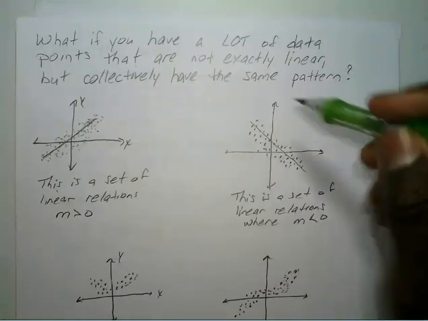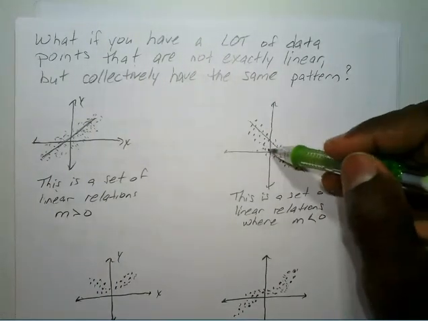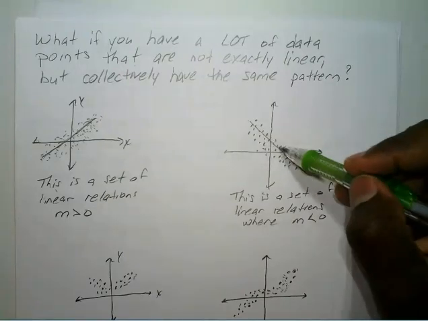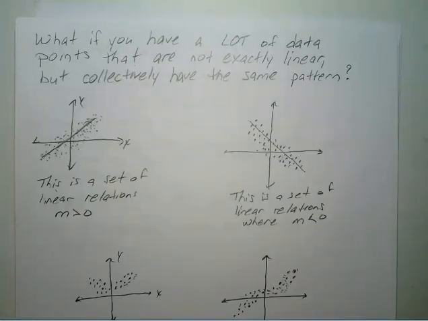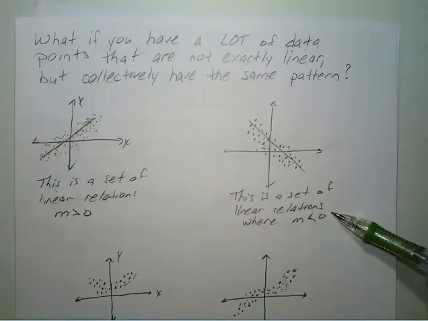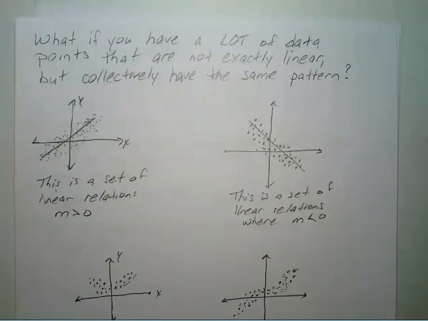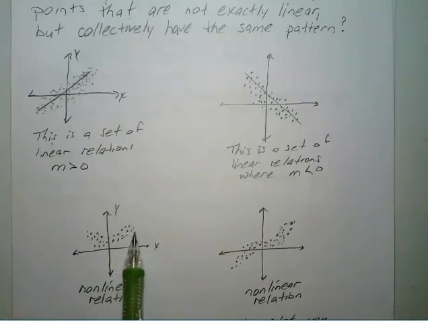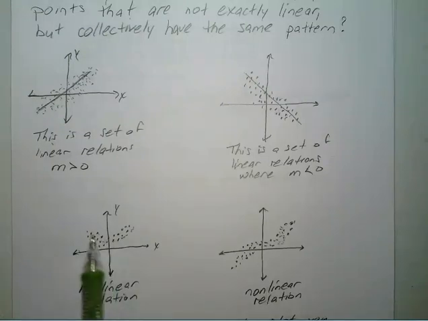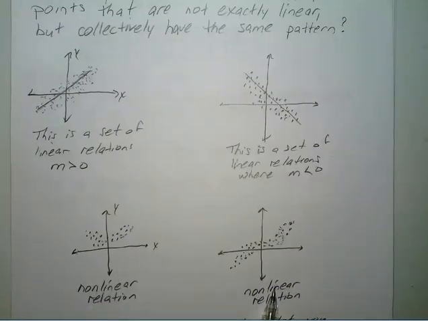Now here we have all these data points that we plotted on the graph, but they're headed in a declining or decreasing slope. This is a set of linear relations where your slope is less than 0. Now if you look here, you plot all these data points, and they're not going in a linear fashion like these two. They're kind of swerving up, or swerving out and going back up. These are nonlinear relations because their pattern is not linear.